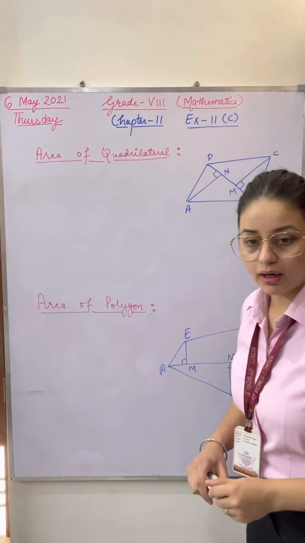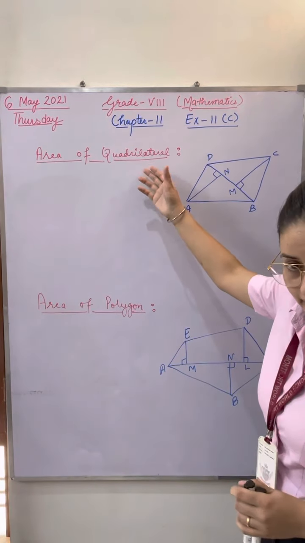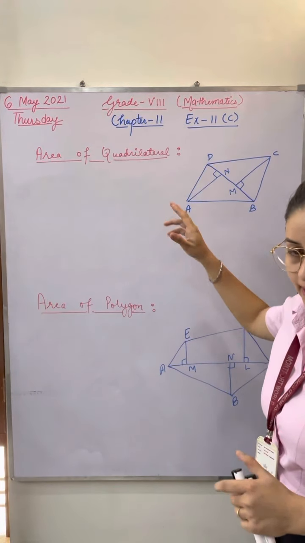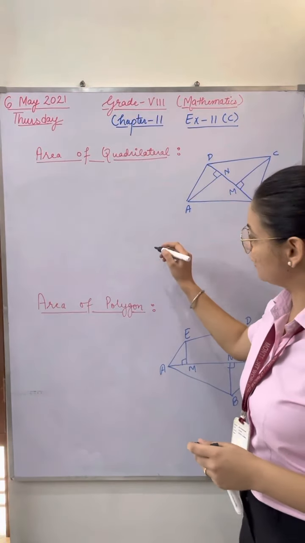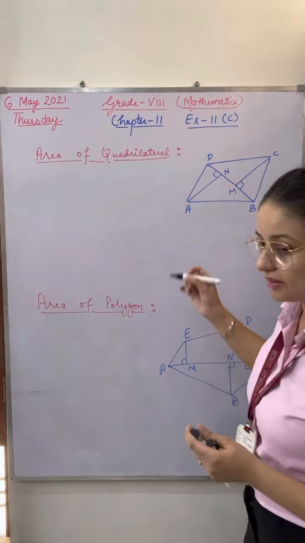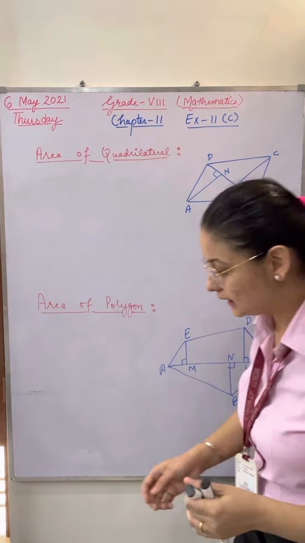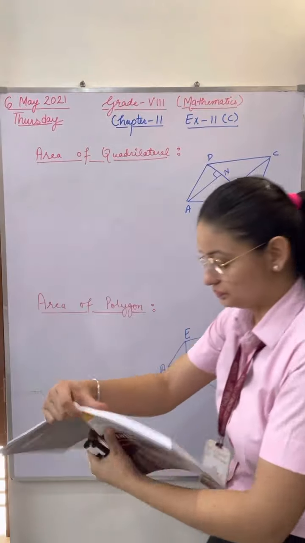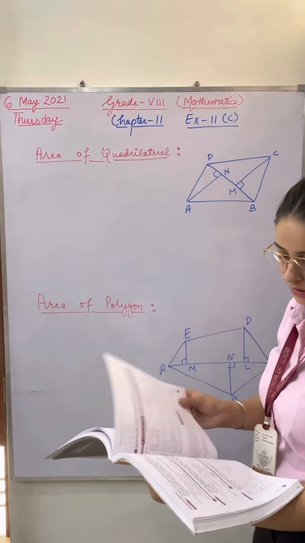Very good morning everyone. Today we are going to discuss area of quadrilateral. Yesterday we discussed how we can take out the area of trapezium. In the very first exercise and in the second exercise we discussed how we can take out the area of trapezium and the other shapes. I'll ask some students also how we can take out the area of the particular shapes.